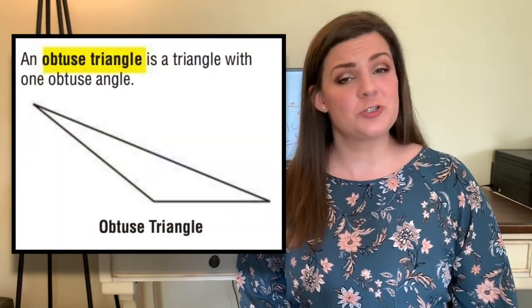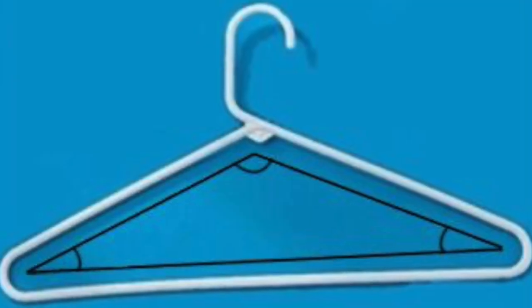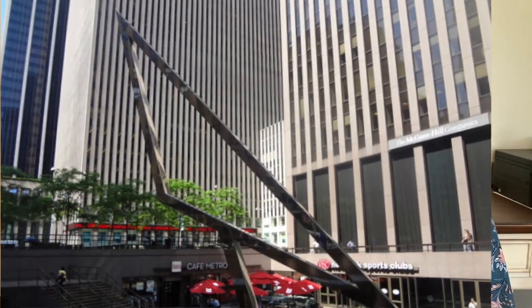An obtuse triangle is a triangle with exactly 1 obtuse angle. We see obtuse triangles in our clothes hangers, the White House, and this funky piece of art.